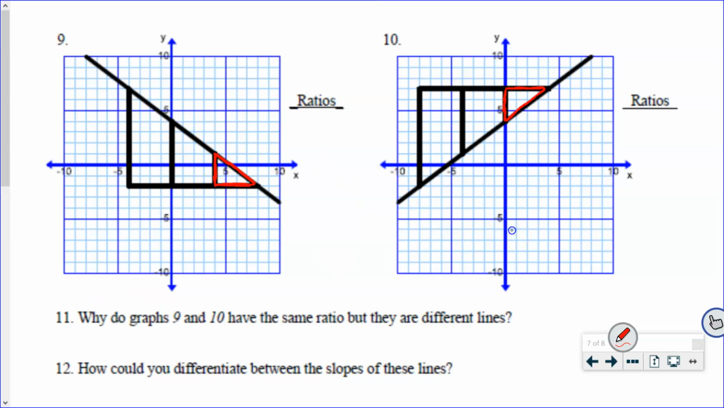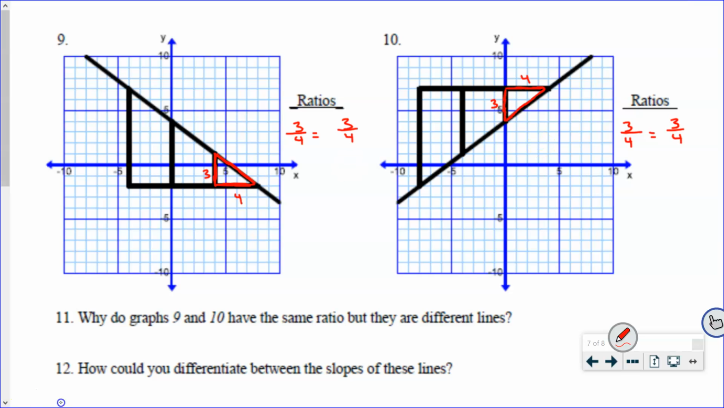Again, we're trying to compare the rise and the run. This has a rise of, count it, 1, 2, 3, and a run of 1, 2, 3, 4. This has a rise of 1, 2, 3, and a run of 1, 2, 3, 4. So the rise over run here is 3 over 4, which does simplify to the fraction 3/4. And what about here? Rise is 3, the run is 4, so it simplifies to 3/4.